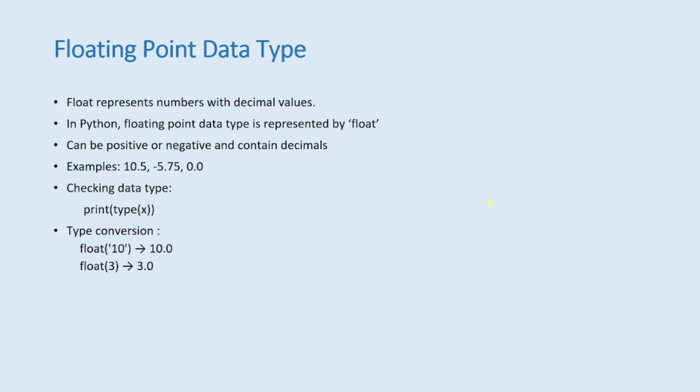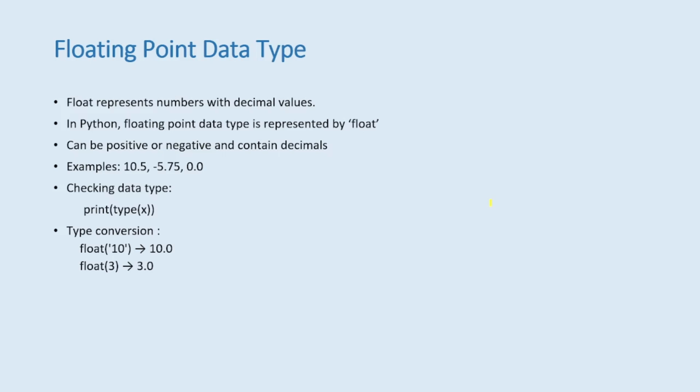In Python, the floating point data type is represented by float. Just float is the data type for floating point numbers in Python. It can be positive, negative, and it contains a decimal. For example, 10.5, -5.75, 0.0. So whether it is a positive number or a negative number, if it contains a decimal, Python treats it as a floating point number, which is represented by the data type float in Python.